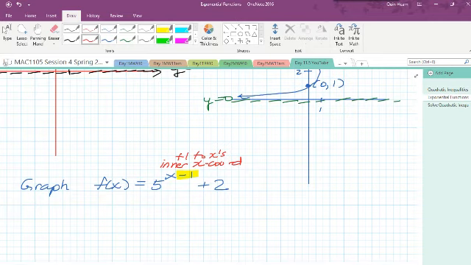You're going to shift to the right 1 unit. You're actually going to add 1 to each of the x's. The opposite of what you would think.